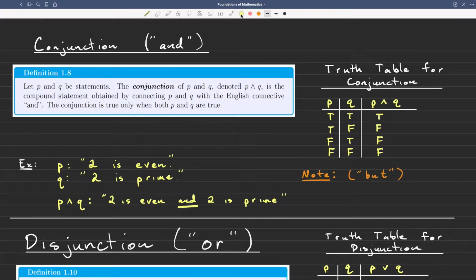And one last little note here. I want to point out that but equals and. But is also a conjunction. The purpose of but is to just draw some sort of distinction between P and Q, the two things that you're putting but between. But it still logically works the same way as and. So if you run across a sentence with but in it, just keep that in mind. You're really talking about an and there.